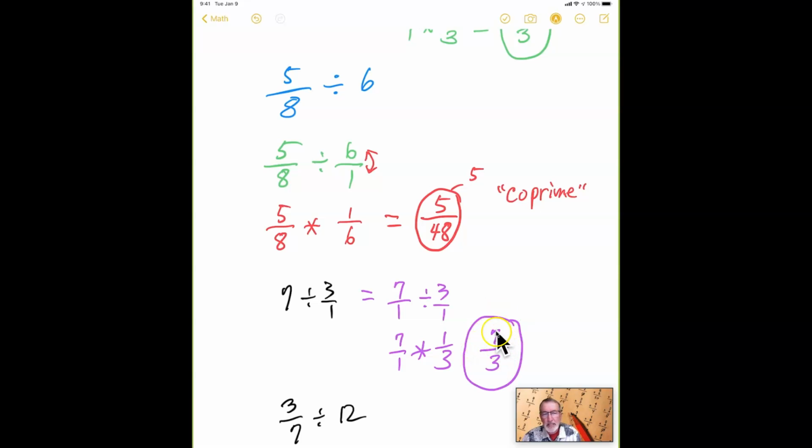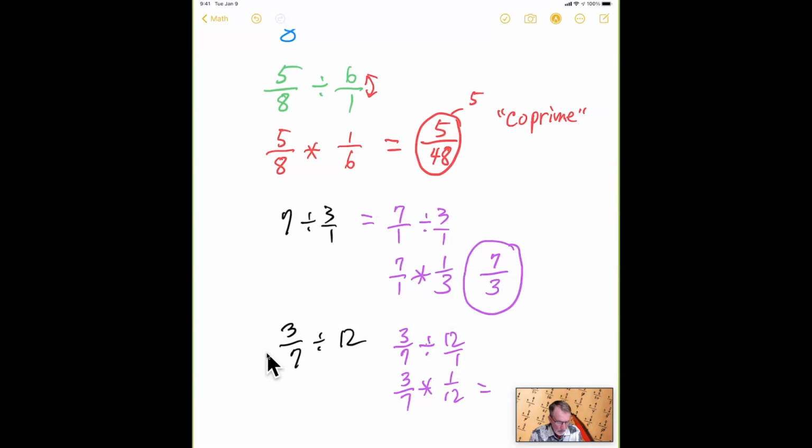And basically what this says is 7 divided by 3 in a fraction form, which is what the original problem was asking. All right, so the last one, 3 over 7 divided by 12. We're going to turn the 12 into a fraction, 12 over 1. And then we're going to keep, change, and flip. And we're going to just multiply straight across. Let's get that on camera. 3 times 1 is 3. And then 7 times 12 is 84.